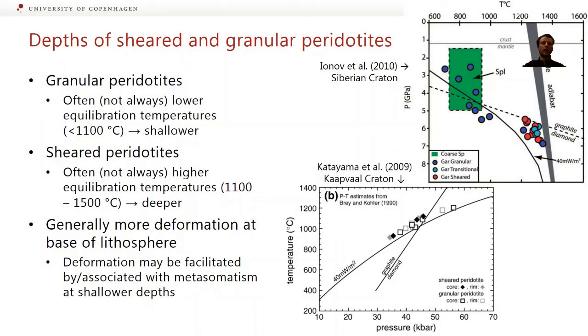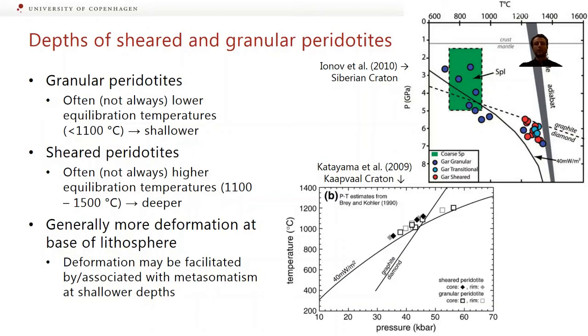In general, the granular peridotites tend to be a bit shallower. It's not always the case, but they tend to have equilibration temperatures below 1,100 degrees C. And so, plotting it on one of these geotherms, this will be in the shallow part of the mantle. The picture in the top right is from Ionov et al. 2010. It's from the Siberian Craton, and you can see the granular peridotites are in blue. They tend to be at pressures below, say, 5 gigapascals, 150 kilometers more or less, and below 1,000 degrees C.